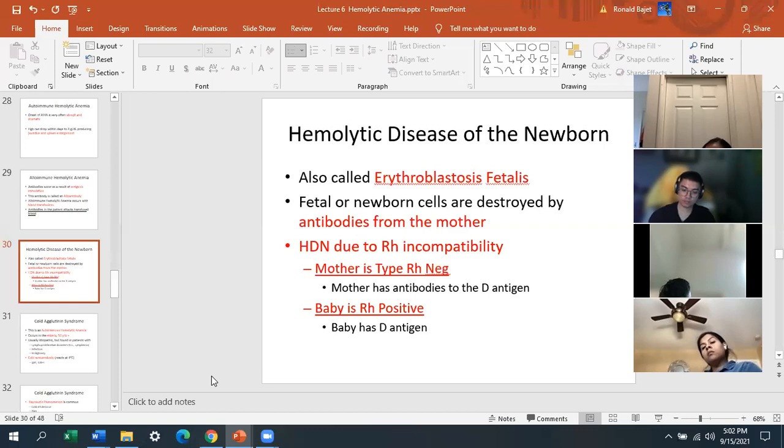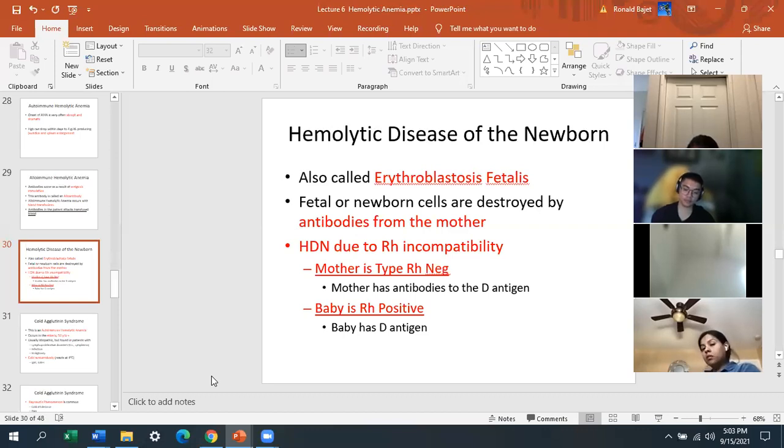RhoGAM is D antigen. So if you have RhoGAM, Rho is the Greek representing D, okay? And GAM is immunoglobulin. So it's D immunoglobulin. So you're going to give that to the mother. When you inject that into the mother, it tells the mother not to make her own anti-D antibodies. It's the mother's anti-D antibodies that will kill the baby, resulting in erythroblastosis fetalis. So when you give the RhoGAM, the mother will not make antibodies against the baby, and the baby will survive.